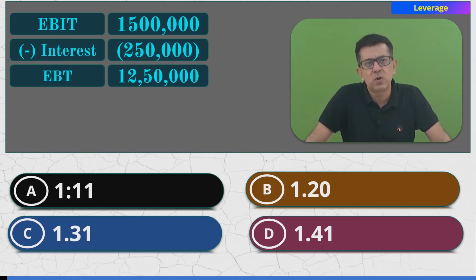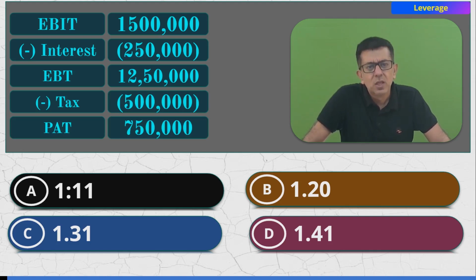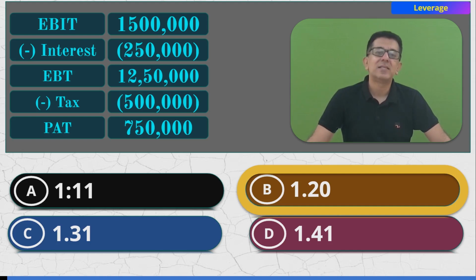Further things, to be very honest, I do not require, but just for time pass, you have your tax at the rate of 40%, and finally PAT comes. Now, pick up your calculators. FL, financial leverage, is nothing but EBIT upon EBT. So, 15 lakhs upon 12.5 lakhs. That should be 1.2. So, as per me, that should be the correct answer. Yes, that is the correct answer.